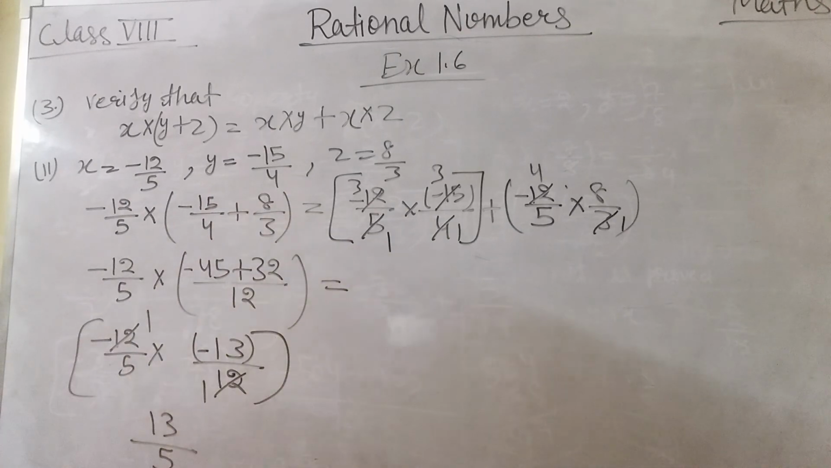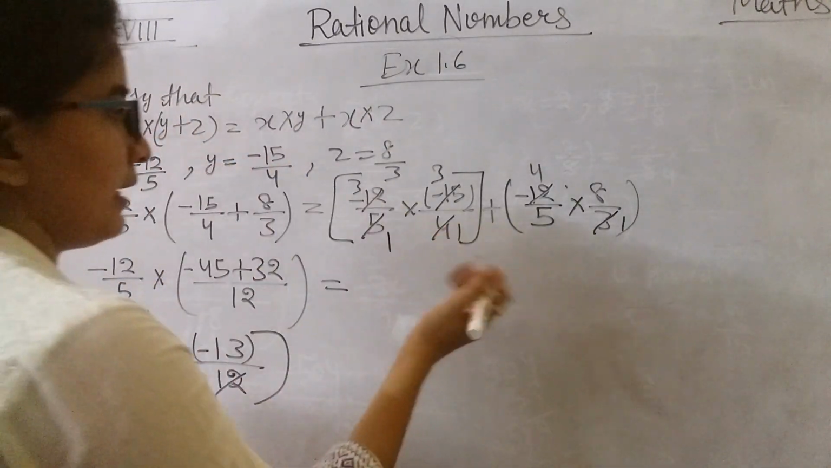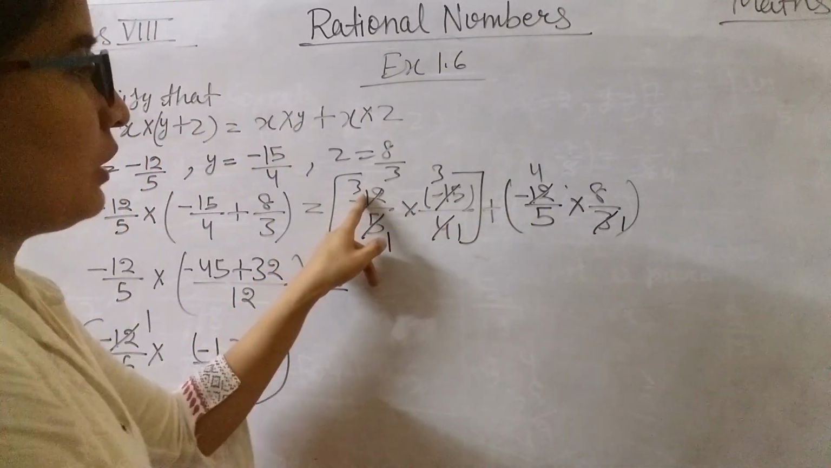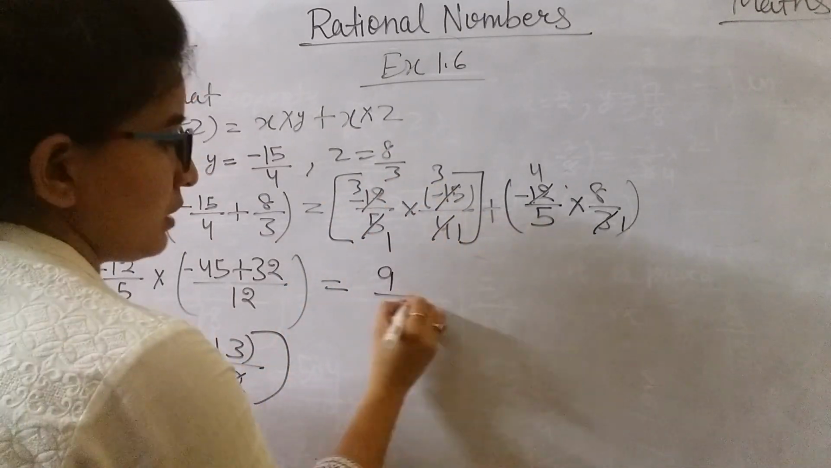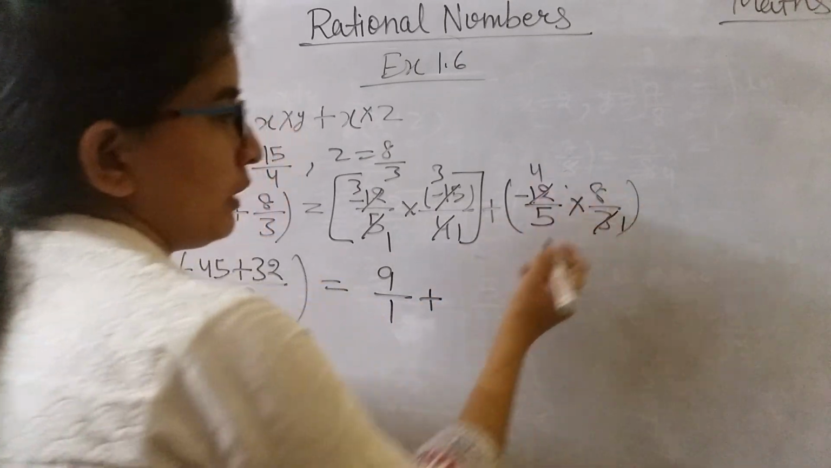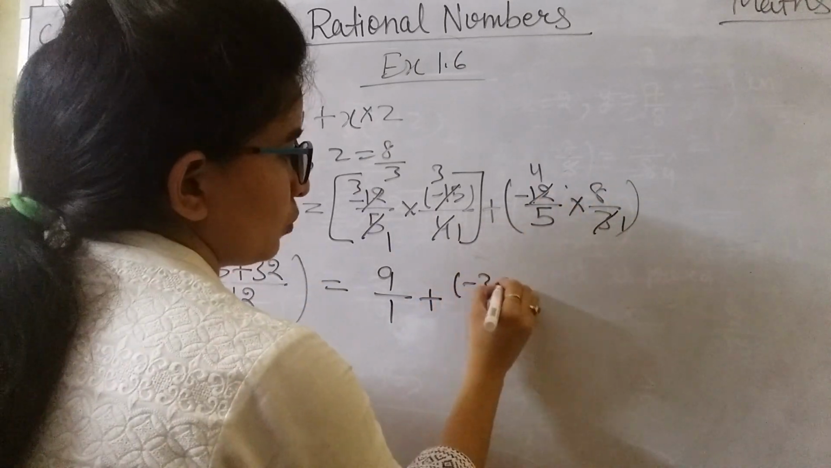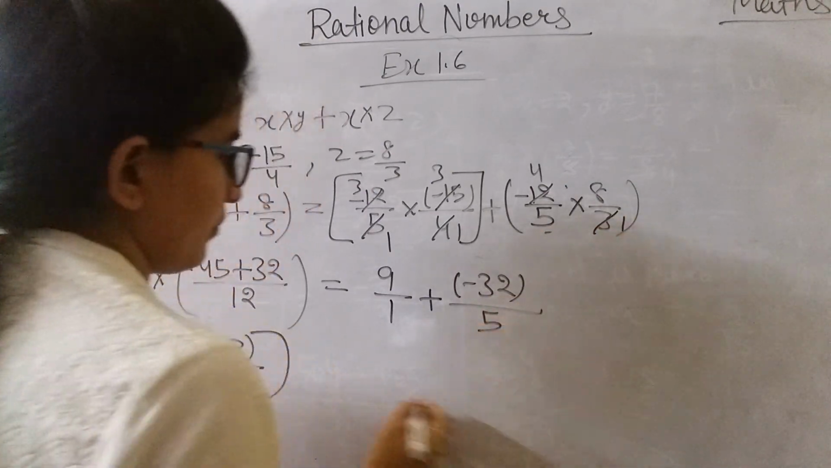So on the left hand side we have 13 upon 5, and on the right hand side we will have 3 upon 3 into 3 is 9 and 1 into 1 is 1, plus we have 4 into 8, that is minus 32, and 5 into 1 is 5.